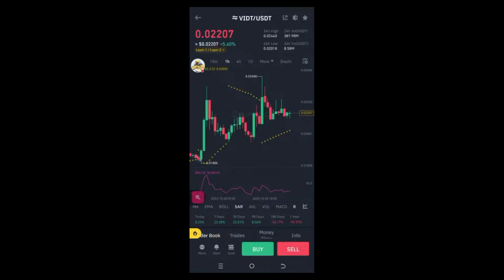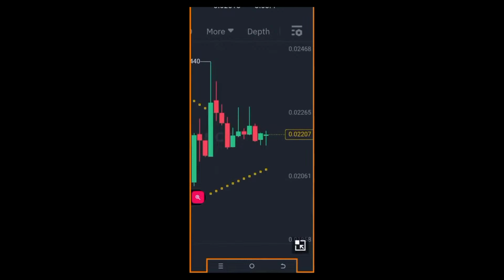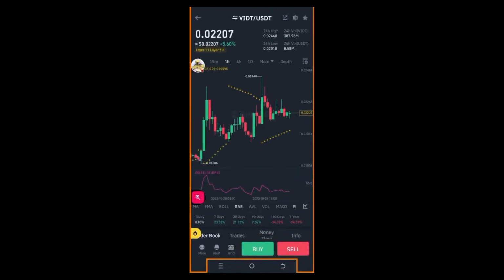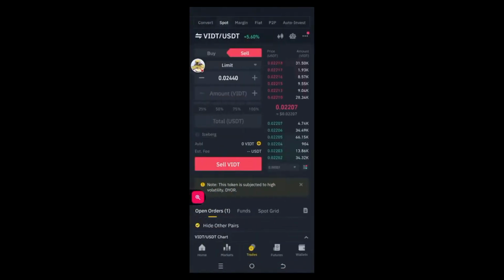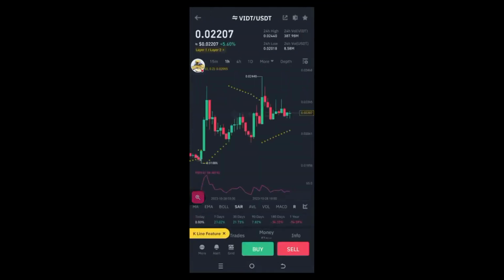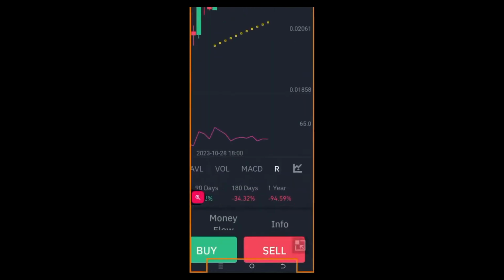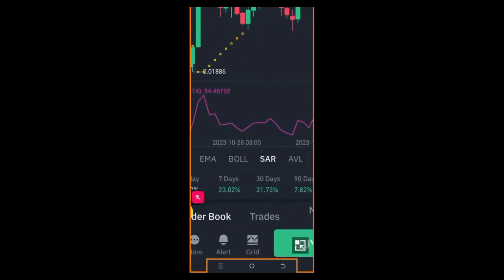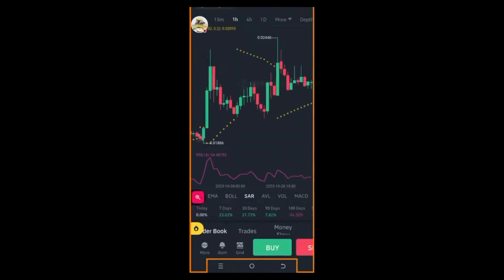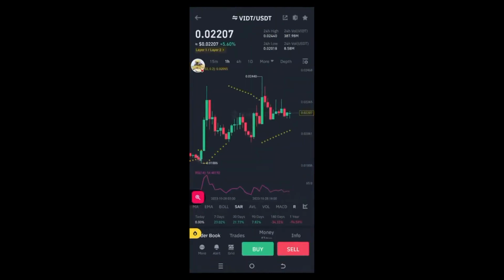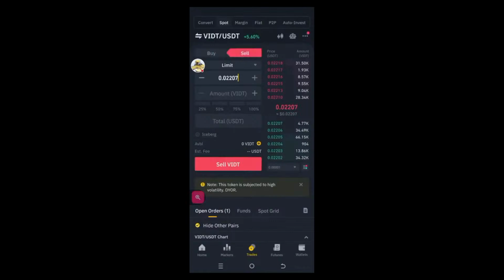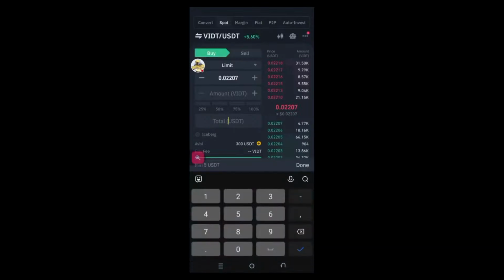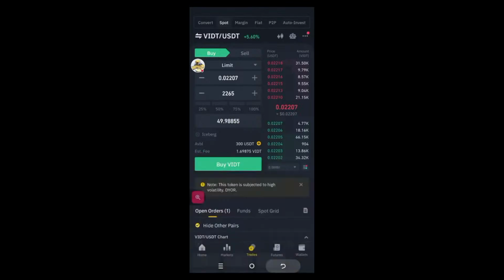VIDT. I just pray that as it's going up, it just keeps on going up. It's not fully on pump mode, but the conditions look right. Let me see. The parabolic SAR is under, and the RSI is not as high. Okay, let's go ahead and just try this out. Let's put in $50. Okay, let's see. Want to go?